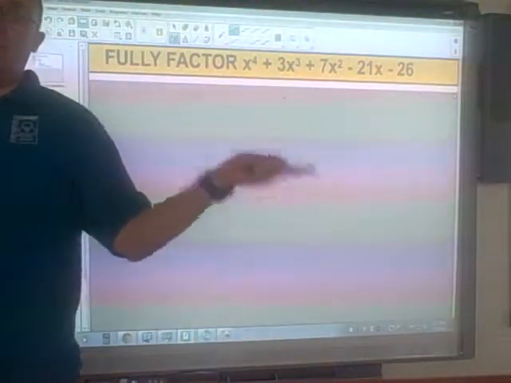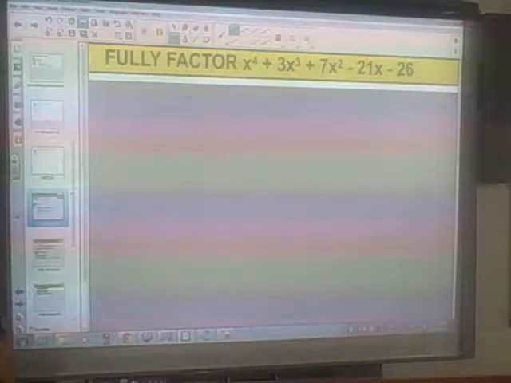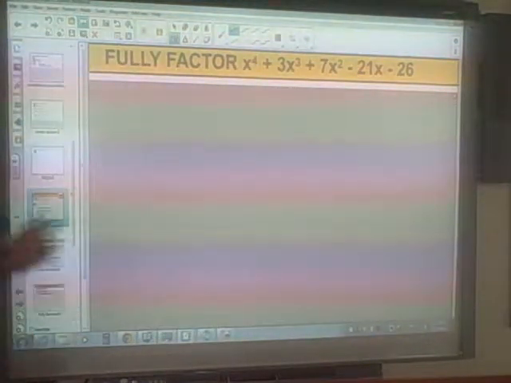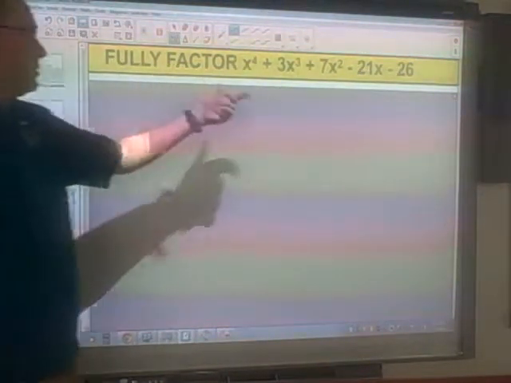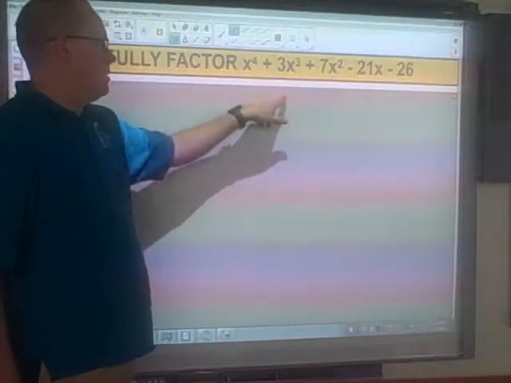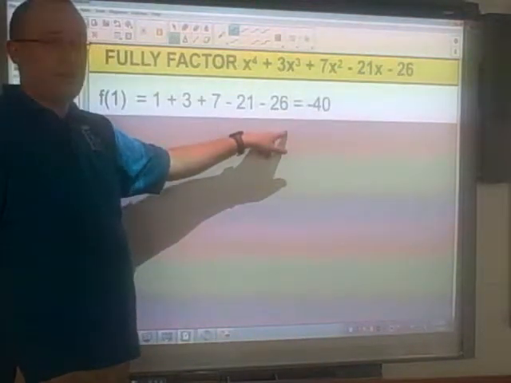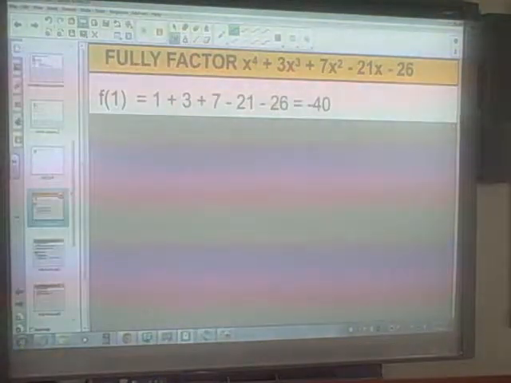So probably 1, 2, 13, and 26. So it's probably going to be plus or minus 1 or plus or minus 2 seems quite likely, and possibly 13 within there as well. Of course, there could be a complex solution as well, which we'll discover in a second.